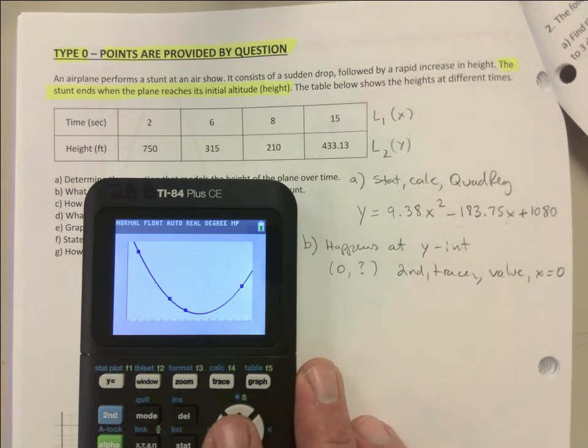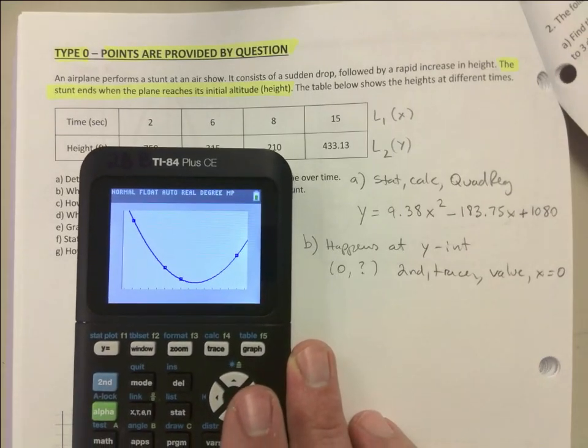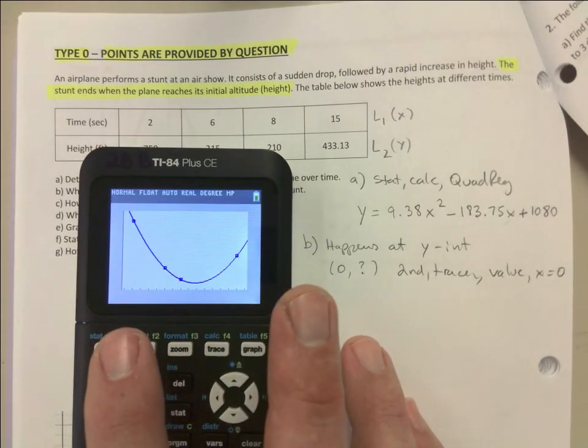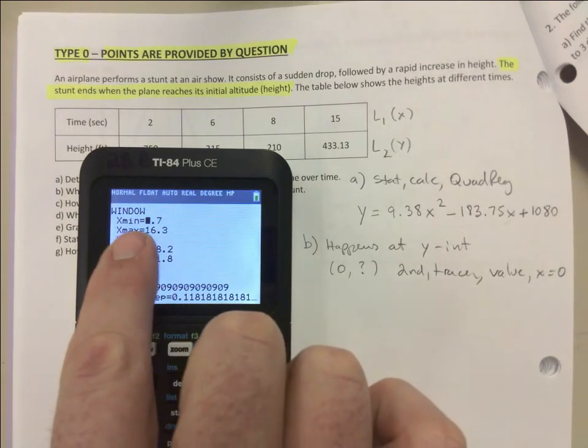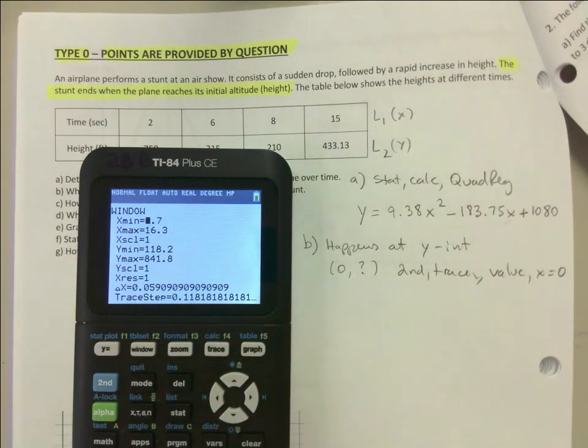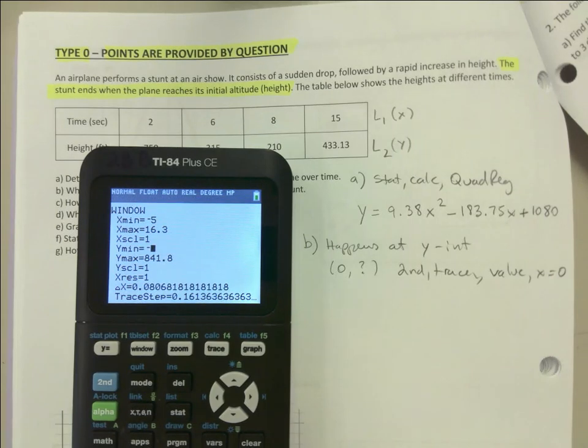But the window is your problem here. Okay, you need to adjust your window. Press window and make sure that your x-min and your y-min are negatives. So y-min is going to be -5, let's say, and x-min is also going to be -5.